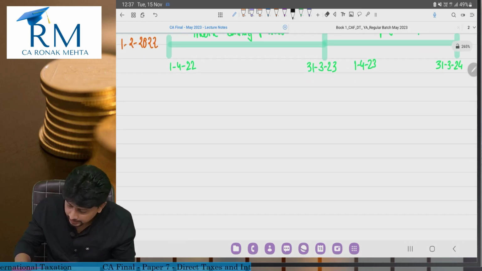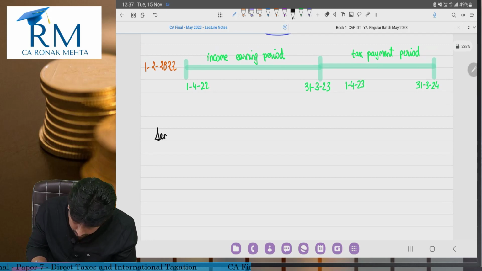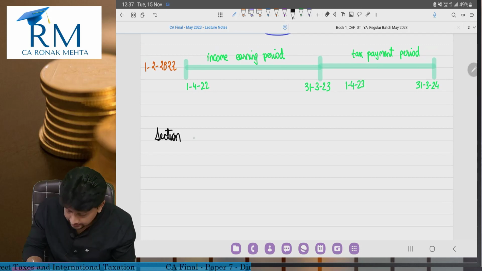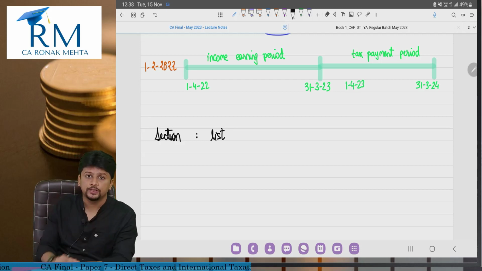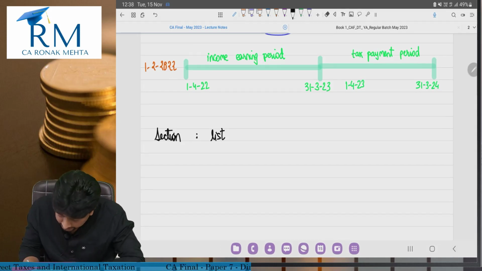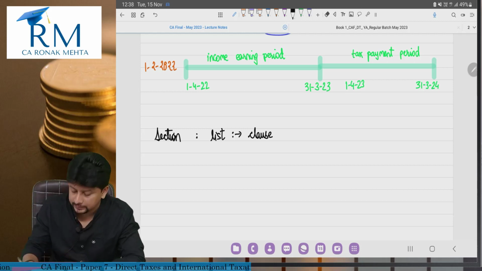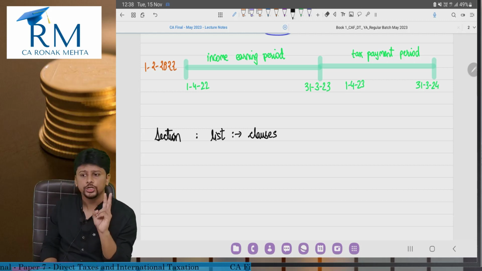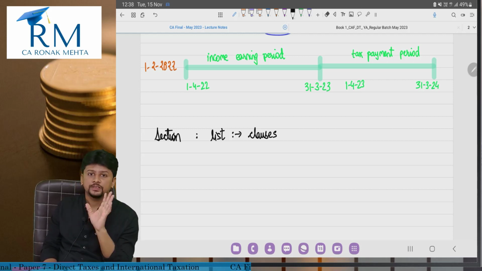See, if the section that we are talking about is a list of some things, then it has clauses. What is section 2? List of definitions. What is section 10? List of exempt incomes. So there it will be clauses, clause number.